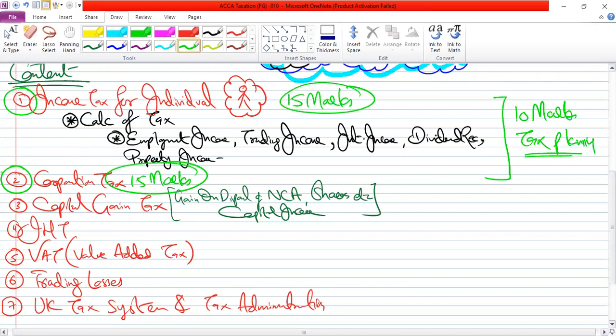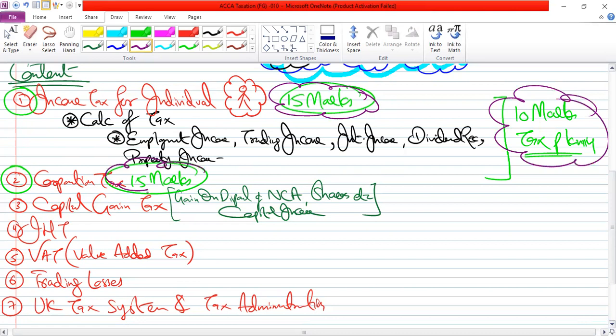So from content number 1 and content number 2, a total of 40 marks are sure. The examiner said it. So you are going to get all of section C from this area.